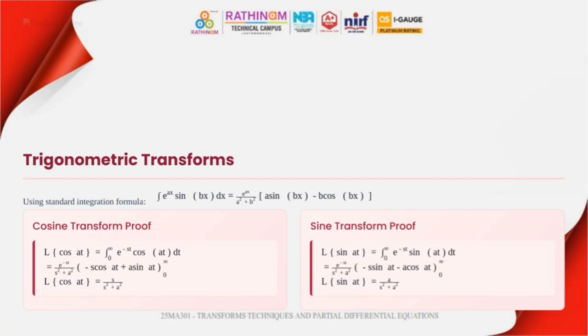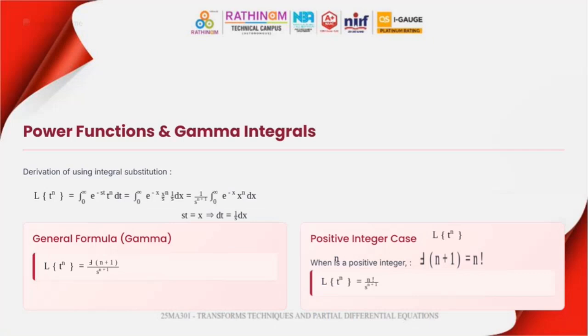Let's dive into power functions and gamma integrals. When our exponent is a positive integer, things simplify nicely. We have a straightforward case to work with. But the real power comes from the general formula involving the gamma function, which extends beyond just integers. We'll also walk through how to derive this using integral substitution, connecting the dots between these concepts. This sets the stage for understanding more complex integrals and their applications.